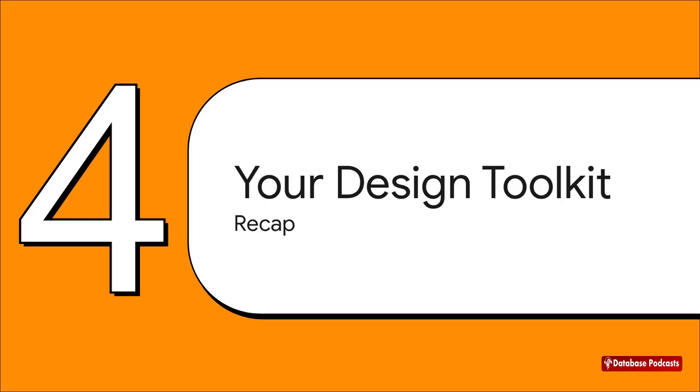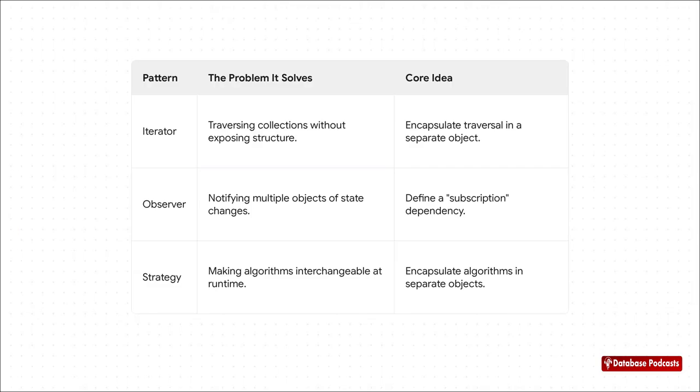So there you have it. We've just explored 3 really powerful patterns to add to your software design toolkit. Let's do a super quick review to make sure these ideas stick. So let's lock this in. If you need to walk through a collection without getting bogged down in its internal details, you reach for an iterator. If you've got one object that needs to broadcast updates to many others, that's a job for the observer. And if you need to make algorithms swappable at runtime, you encapsulate them using the strategy pattern.